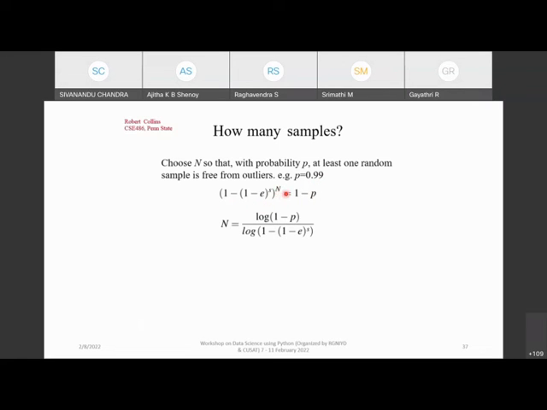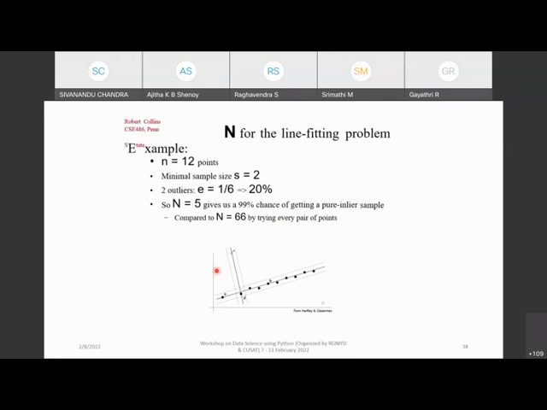Now by simplifying this, by taking the logarithm on both sides, you are going to get N is equal to log(1 minus P) divided by log(1 minus (1 minus E) raised to S). So you got an equation for finding the number of iterations, how many times you have to run this code to get the perfect fit line.